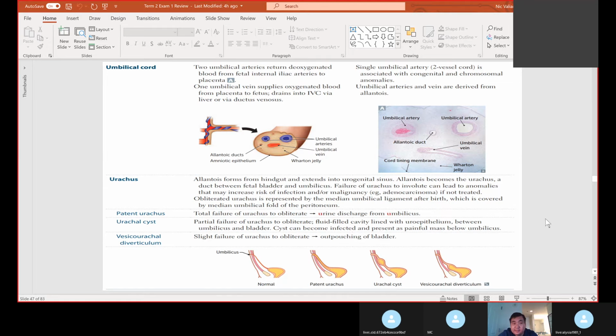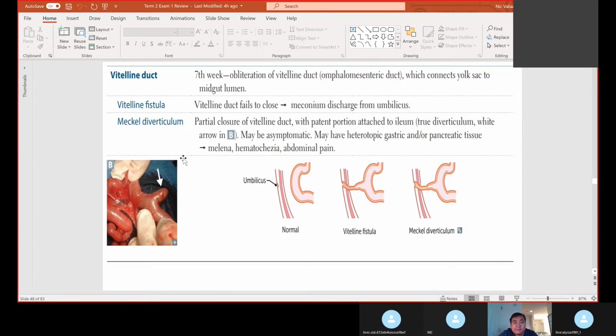And the diagnosis is urachus. Vitelline duct, this is important for Meckel's diverticulum. More of this in your next exam. If the vitelline duct fails to close, you have meconium discharge from the umbilicus. If the urachus fails to close, you have urine discharge from the umbilicus.